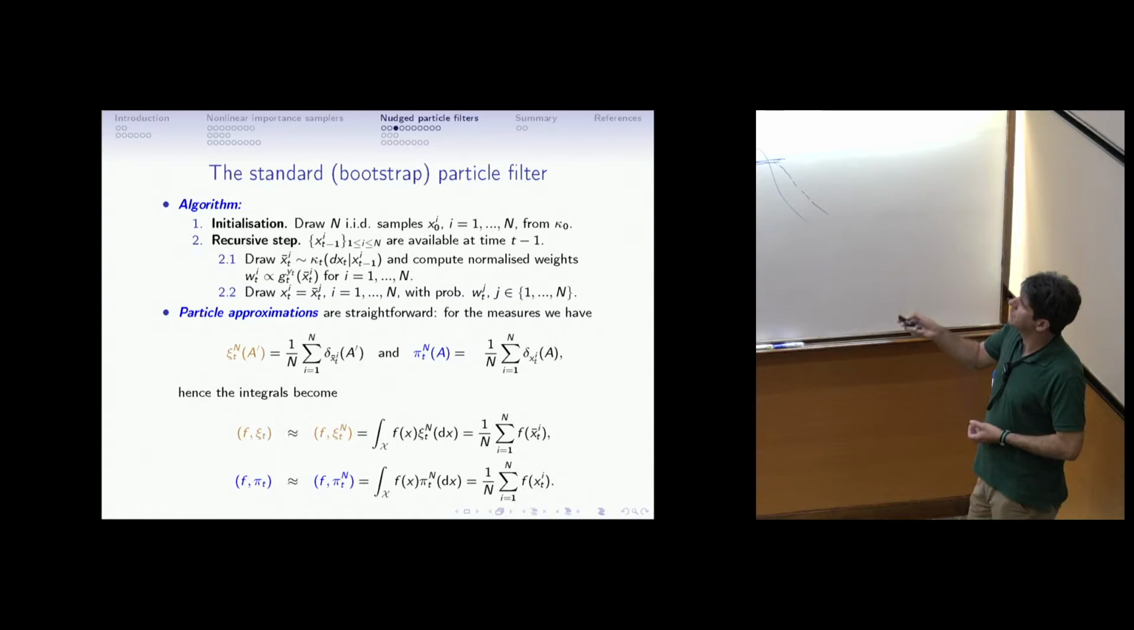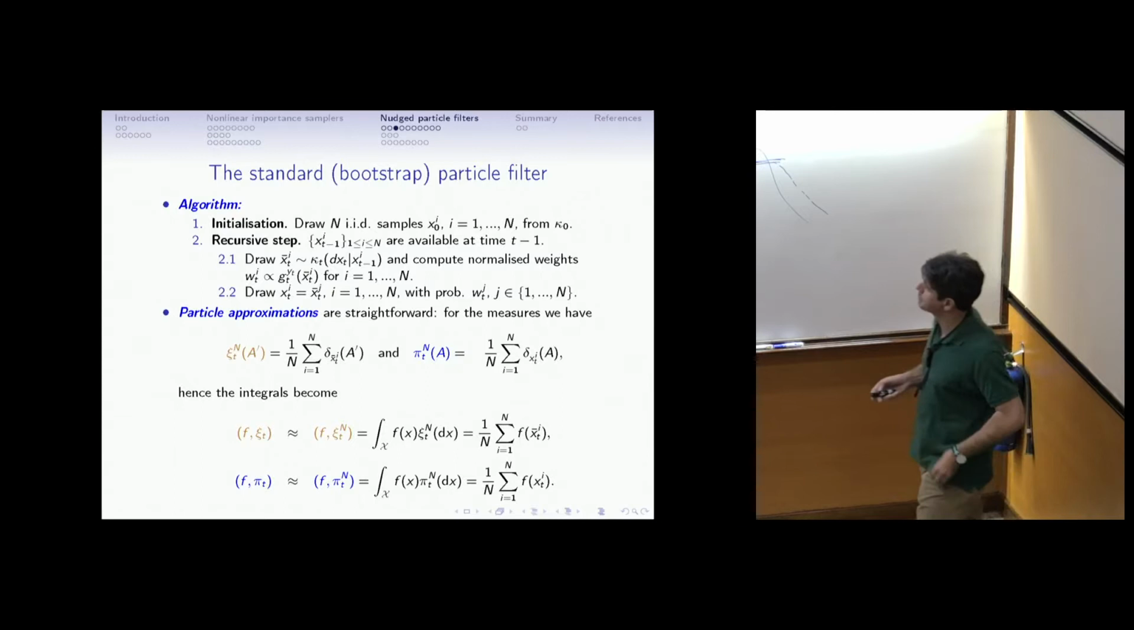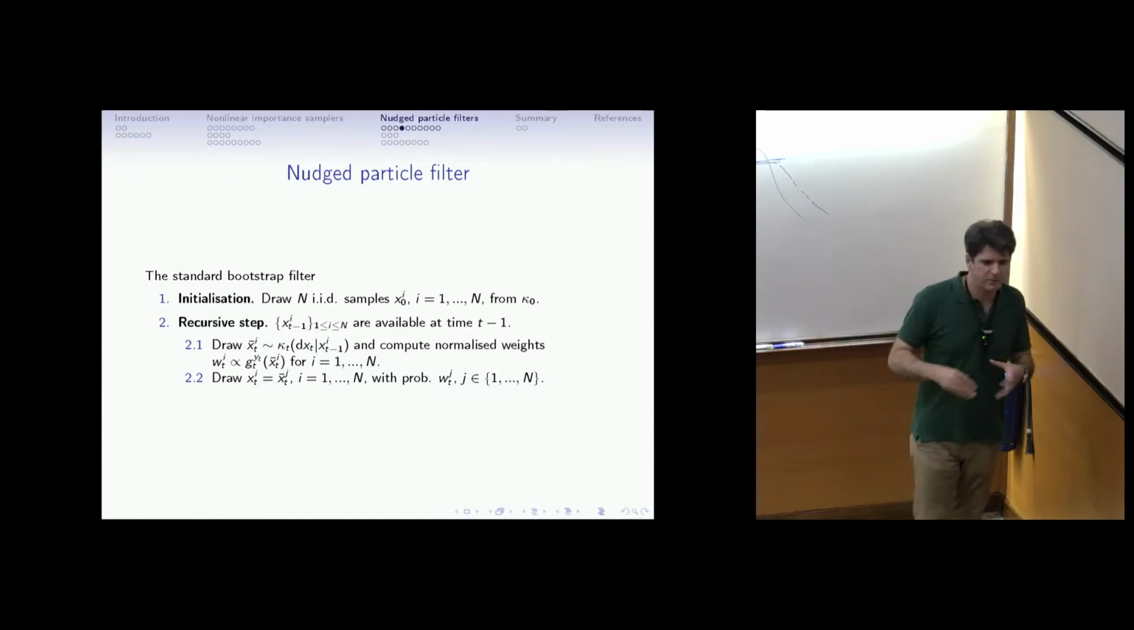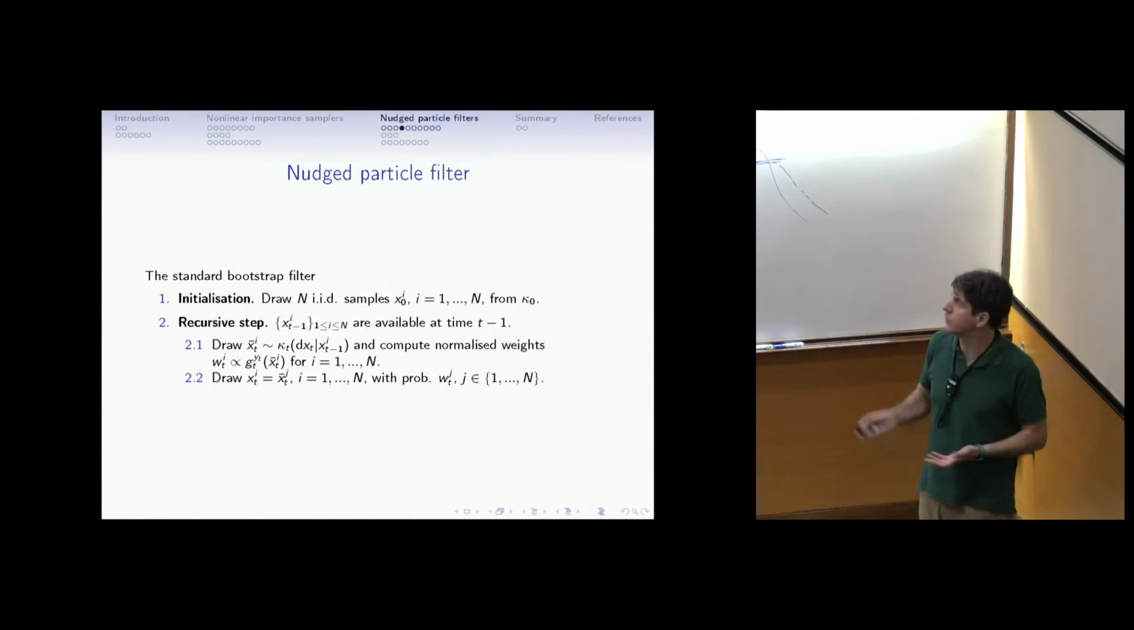Okay. The particle approximations have this form. This is for the filter, this is for the predictive measure. So here we use the samples right after sampling. Here we use the samples right after resampling. And this is how you approximate your integrals with respect to the predictive measure, with respect to the optimal filter. Okay, so this is everything very standard. Now, the same as before, let me explain the algorithm by just looking at what you do with the standard one. So this is the bootstrap filter.